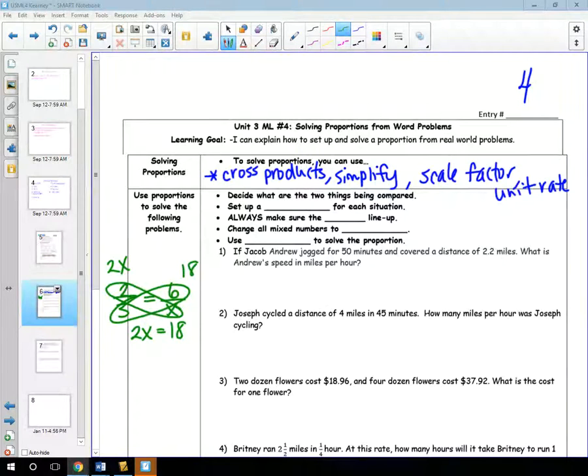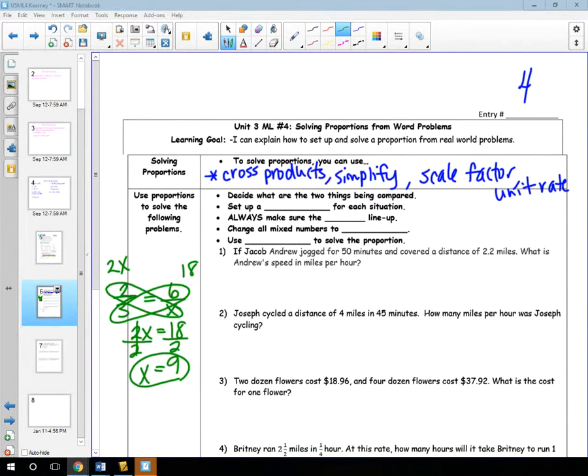Many of you already know, but you could work backwards. If you don't know 2 times what, you can just simply divide by 2. So 18 divided by 2 is 9. So 9 would be the value that would make those two ratios proportional. We're just cross multiplying and then dividing. So when you tackle these problems today, you're doing the same thing. The only difference is we need to set up the proportion first.